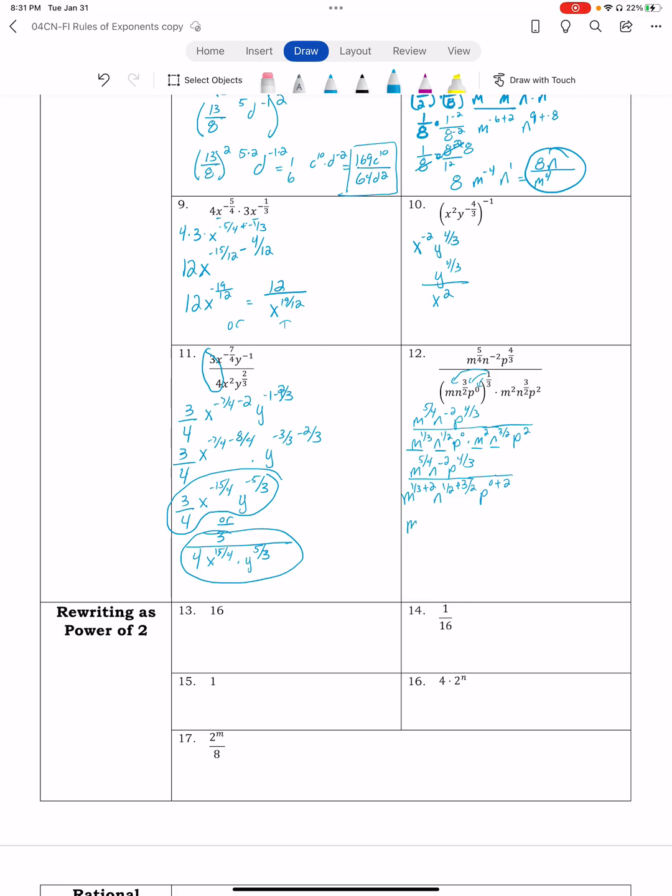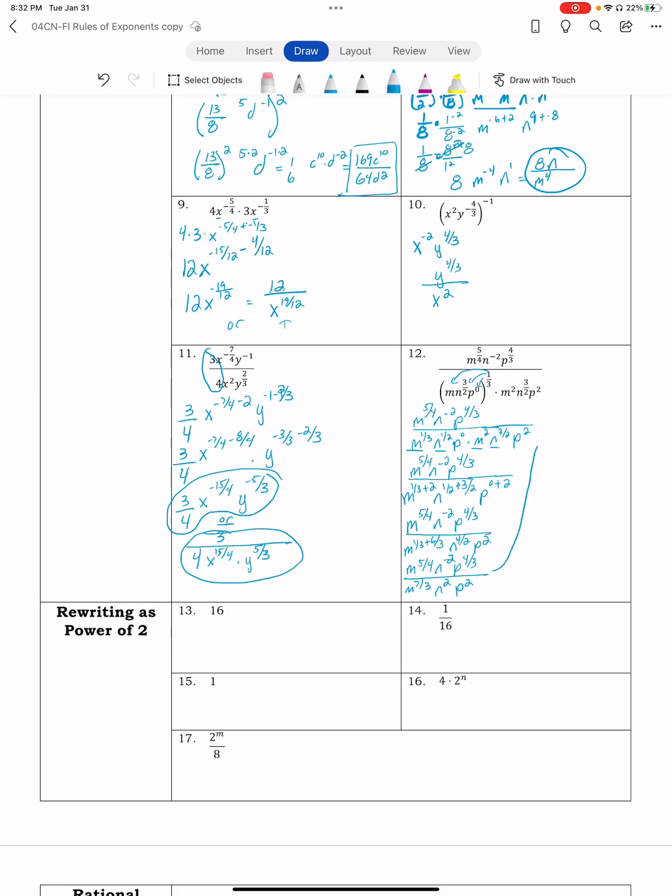So going through: m to the 5/4, n to the -2nd, p to the 4/3 over m to the 1/3 plus 6/3, which is m to the 7/3, n to the 4/2, which is n to the 2nd, and p to the 2nd. Rewrite it again: m to the 5/4, n to the -2, p to the 4/3 over m to the 7/3, n to the 2nd, and p to the 2nd.